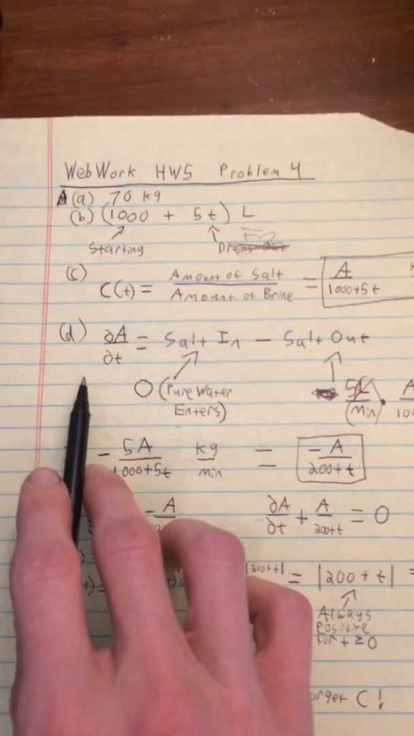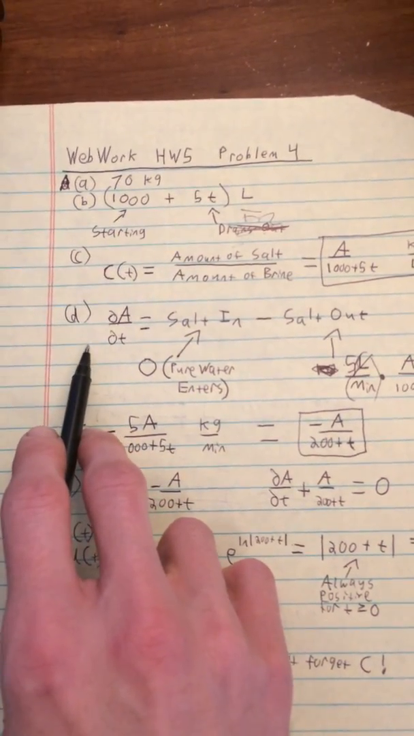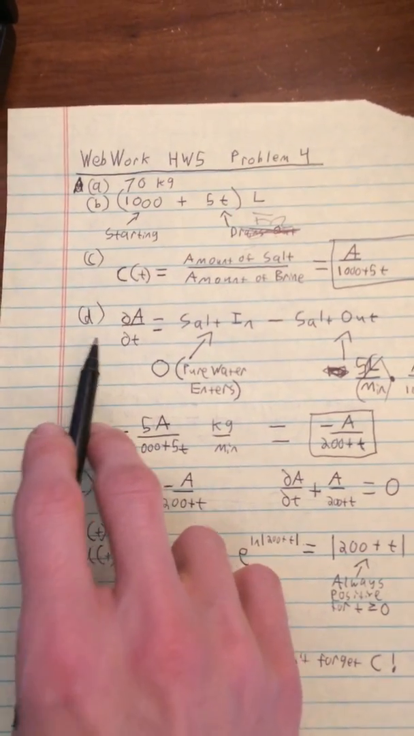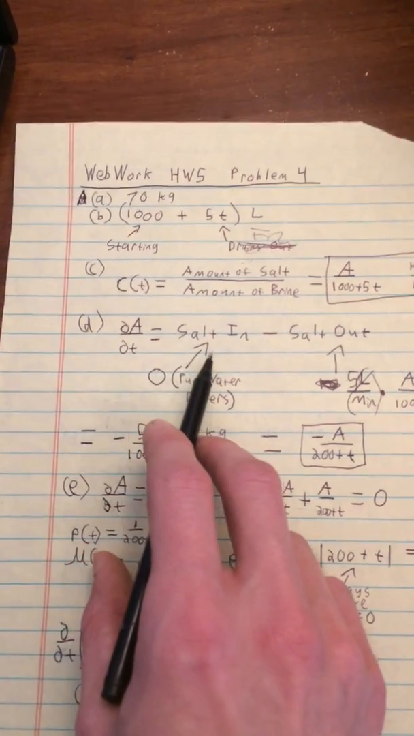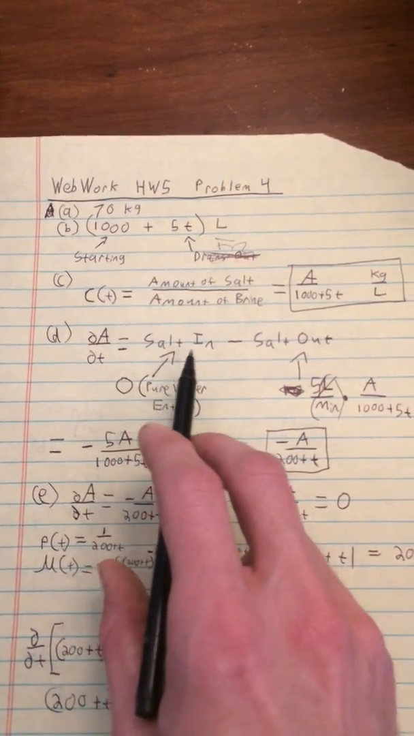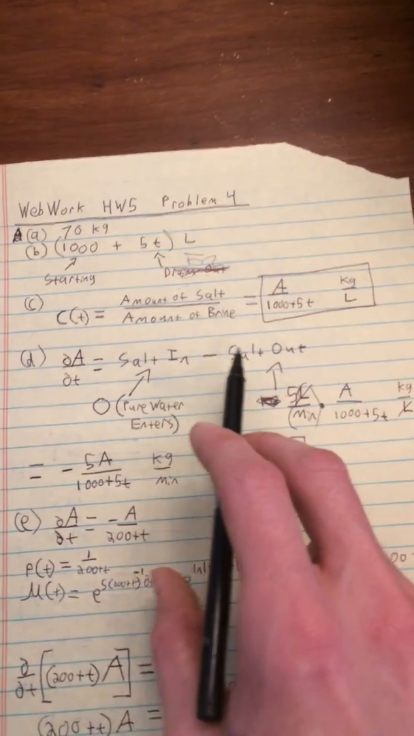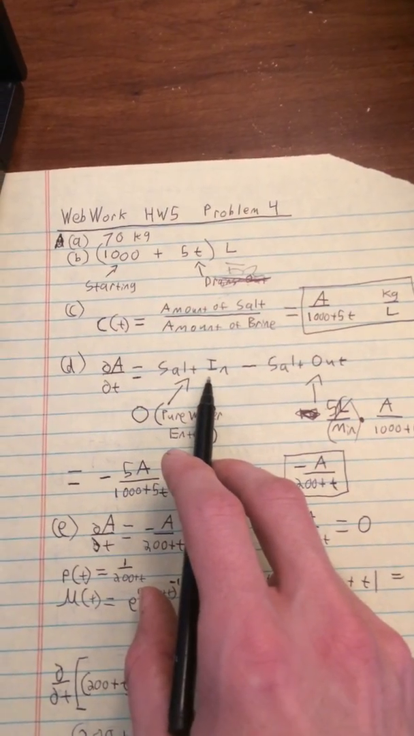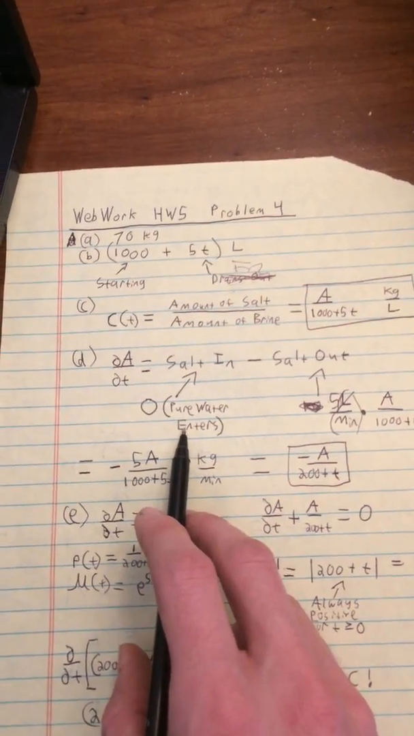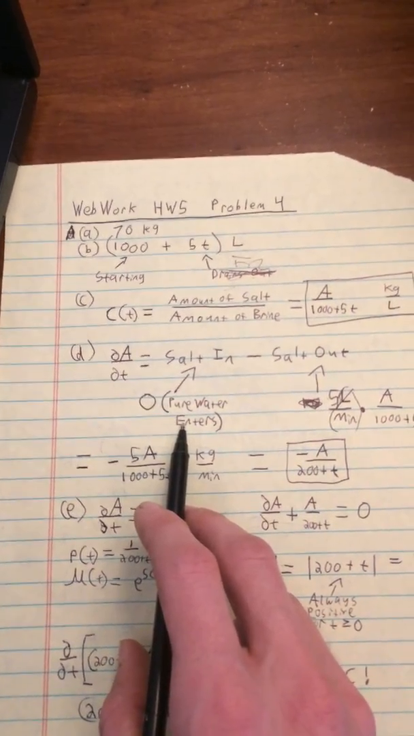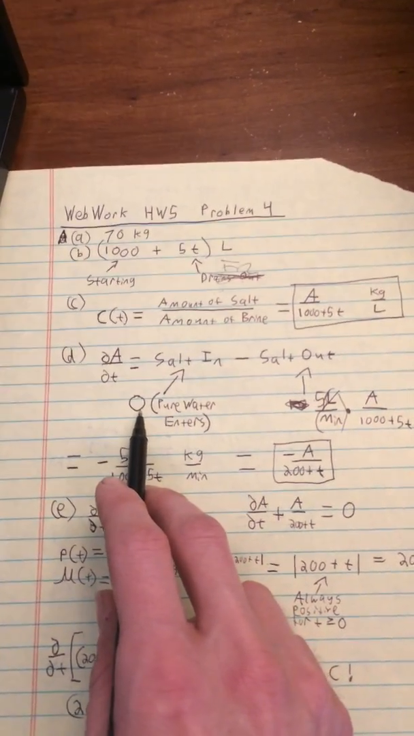Now for part D, we're setting up the differential equation. And this can be a little tricky. A differential equation, in this case, is just how much salt is going in, subtract out how much salt is going out. Now, the salt going in, like I said before, pure water is entering. There isn't going to be any salt in the pure water. So the in part is just going to be 0.